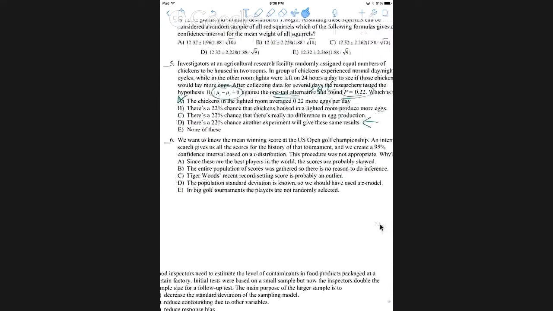And like I said, I would want to be much more specific. What we're talking about here is that there's a 22% chance another experiment will give the same results simply by random selection, right? Simply by chance this is going to happen. That's what the p-value states. So this is going to be none of these, right? This problem is a question about whether or not you understand the p-value.